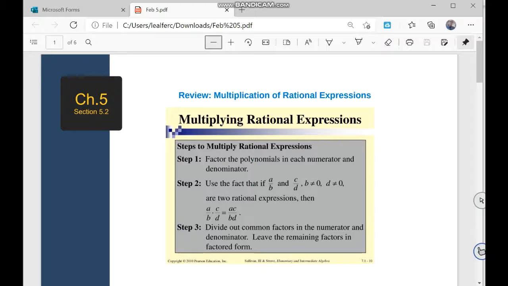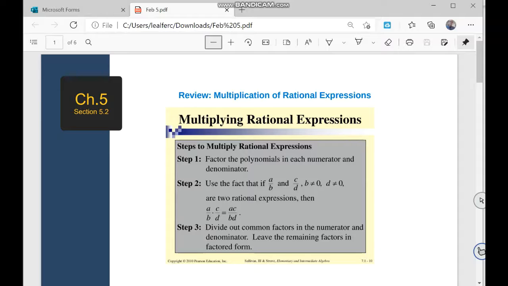Yesterday we talked about multiplication of rational expressions. This is a quick summary about multiplication. Step 1, you factor the polynomials in the numerator and the denominator. Step number 2, you're going to apply the multiplication. If you have a over b and c over d, and a, b, c, and d are polynomials, right?